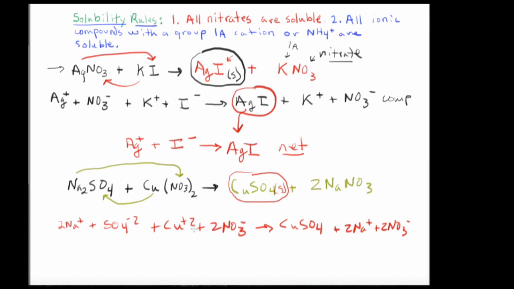Now for the net, remember that the net only includes the ions that make the solid. So I'm going to rewrite my solid, put my arrow here, and then this is going to be Cu 2+ plus SO4 2-, and this would be the net ionic. All right, we got to motor, so we're going to move on to the next example.